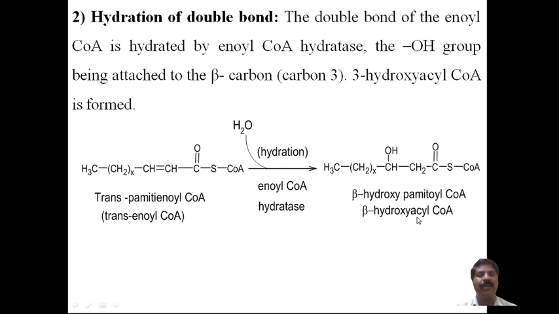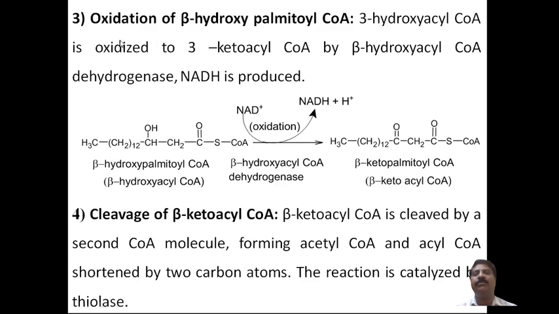This is the beta hydroxy palmityl coenzyme A that will be formed. Now this beta hydroxy palmityl coenzyme A is further treated in the third step, that is nothing but oxidation of beta hydroxy palmityl coenzyme A. It is converted into beta keto palmityl coenzyme A.